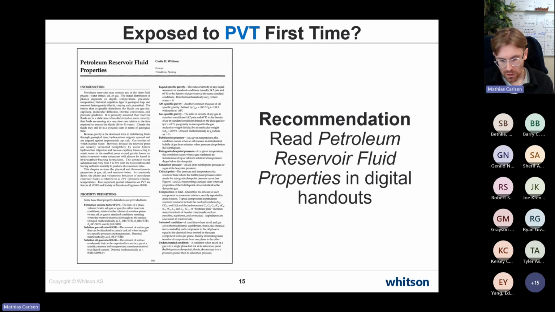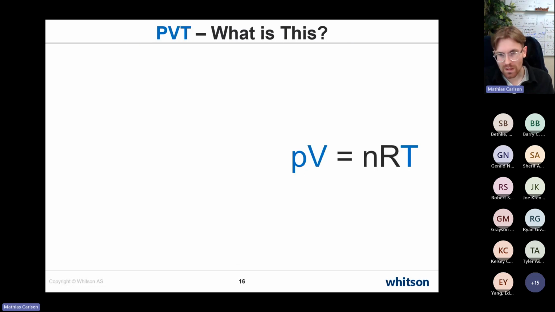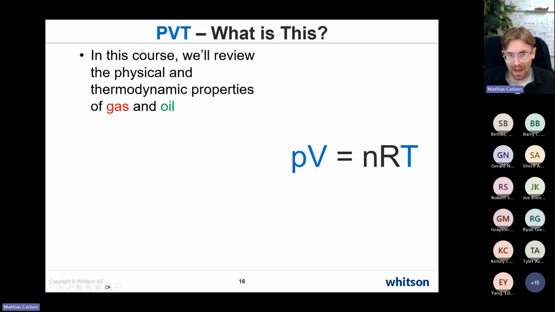But the key parts for you when it comes to PVT, and PVT is one of these acronyms that's thrown around in the day-to-day, if you're at least a reservoir engineer working with reserves or whatever. Like, do you have, what's the PVT? And what does that really mean? When someone comes to you and says, okay, what's the PVT? Well, what it really means is the physical and thermodynamic properties of gas and oil. And that's how we're going to treat it in this course as well.